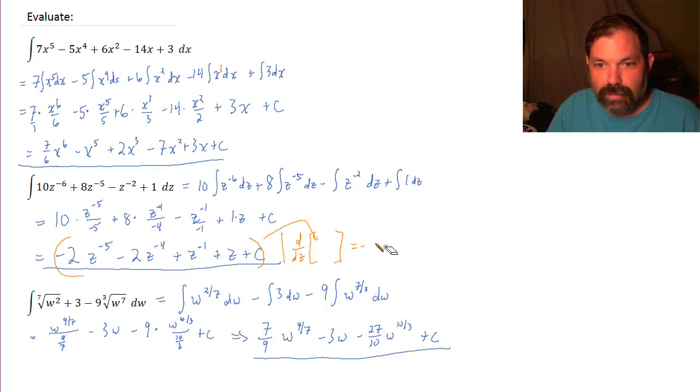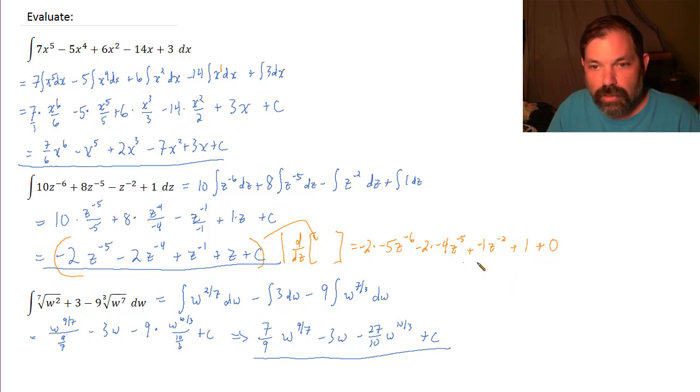Let's try this again. Through the first term, I would have -2 times -5z. Now, -5 minus 1, the exponent minus 1 is -6. Minus 2 times -4, z to the -4 minus 1 is -5. Plus -1, z to the -2nd, plus 1, plus 0. The derivative of a constant is 0.